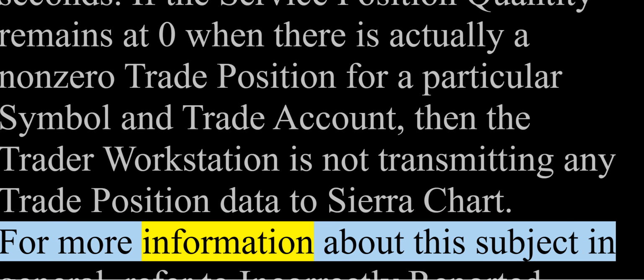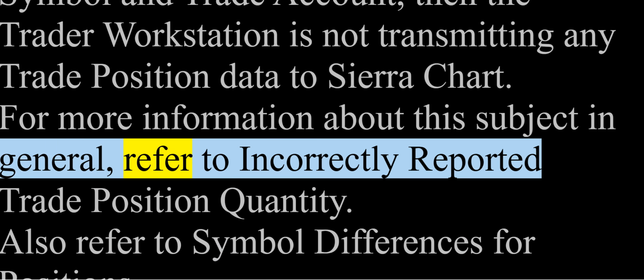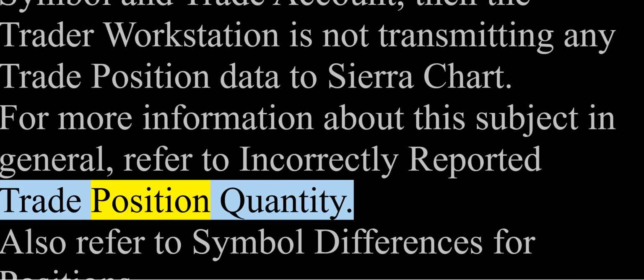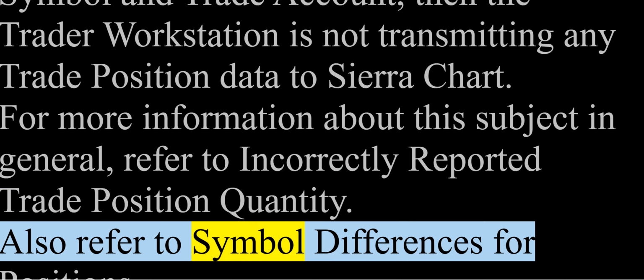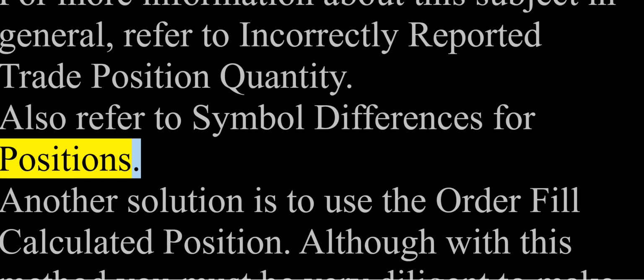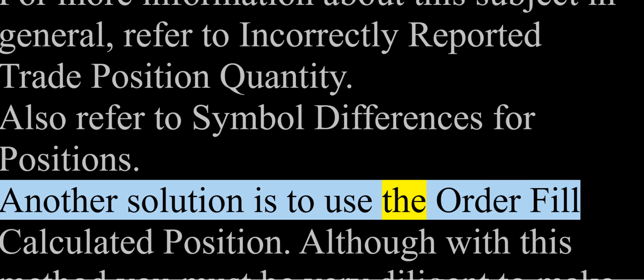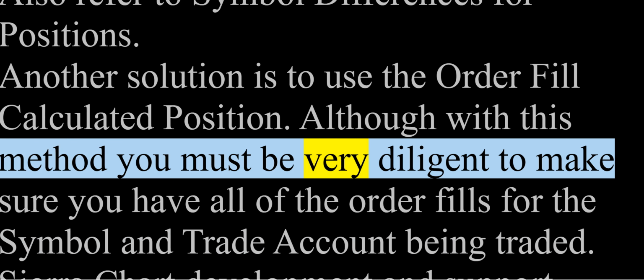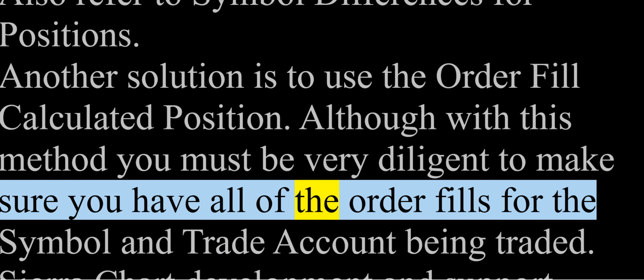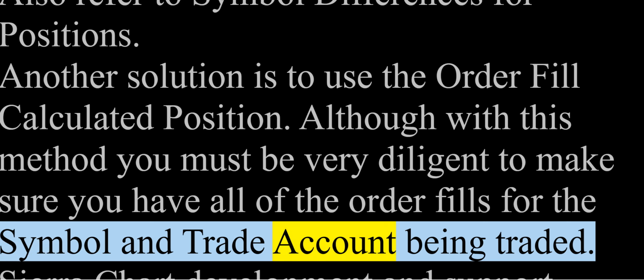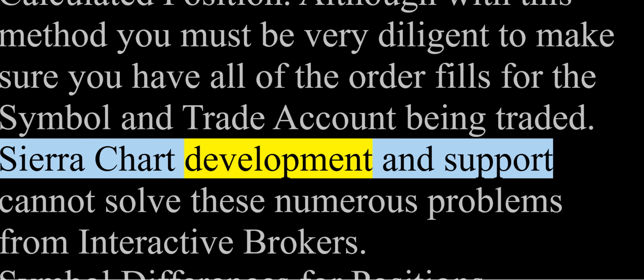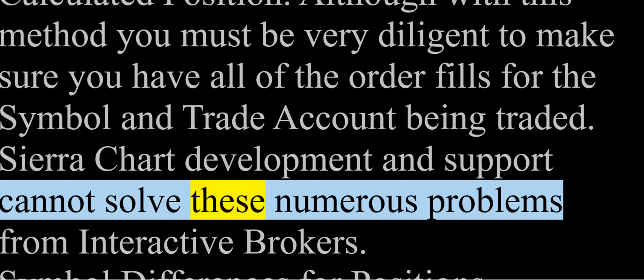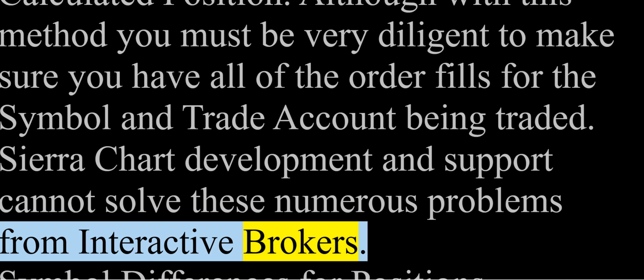For more information about this subject in general, refer to incorrectly reported trade position quantity. Also refer to symbol differences for positions. Another solution is to use the order fill calculated position. Although with this method, you must be very diligent to make sure you have all of the order fills for the symbol and trade account being traded. Sierra Chart development and support cannot solve these numerous problems from Interactive Brokers.